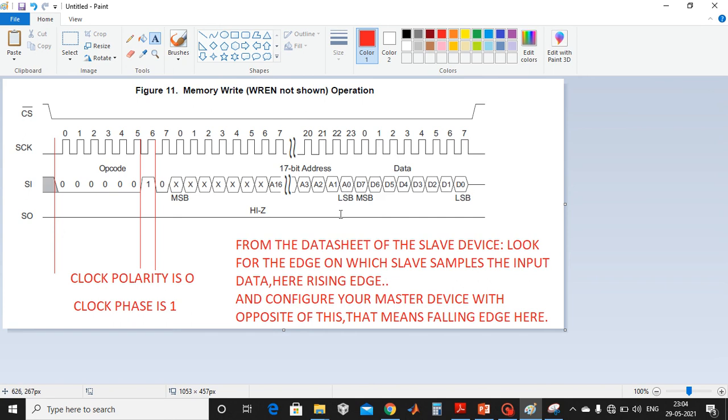This is the very important information which you have to take care when you are dealing with any device which is supporting SPI protocol.